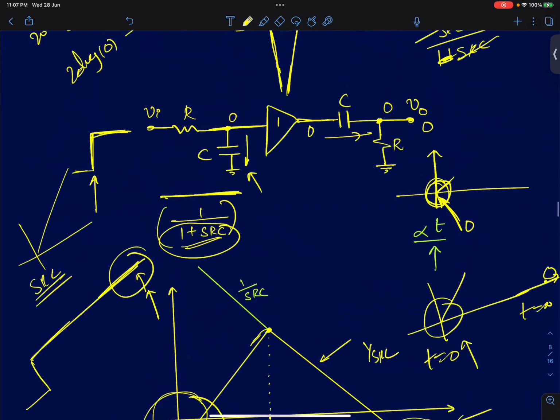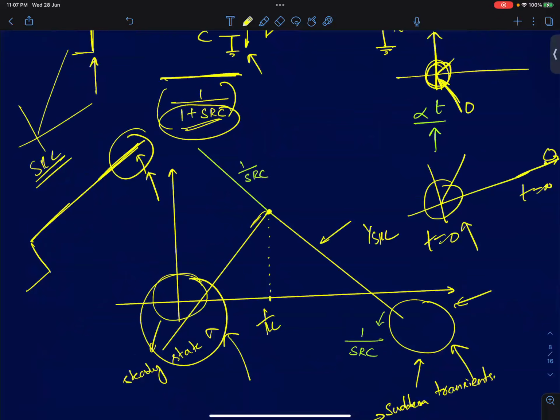I won't be able to say that by just shorting or open circuiting the capacitors. Okay, that helps me predict the precise values, right? What is the initial value and what is the final value? You can predict that. But the shape of the waveform, some characteristics of those waveforms, I can't get that information by just using capacitors as short and open, right? With that, I can't give that information. For that, I can give that information by looking at the frequency response.